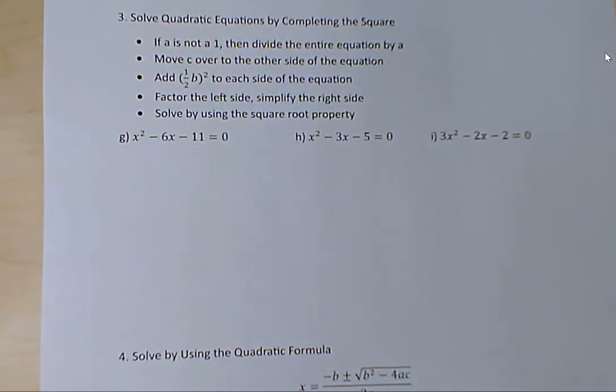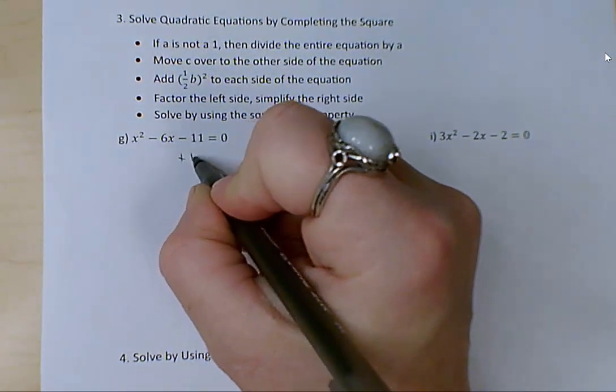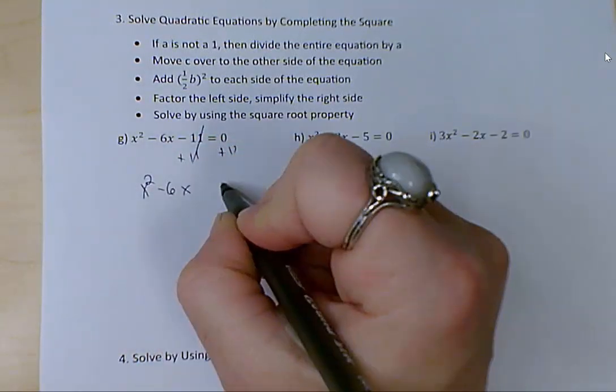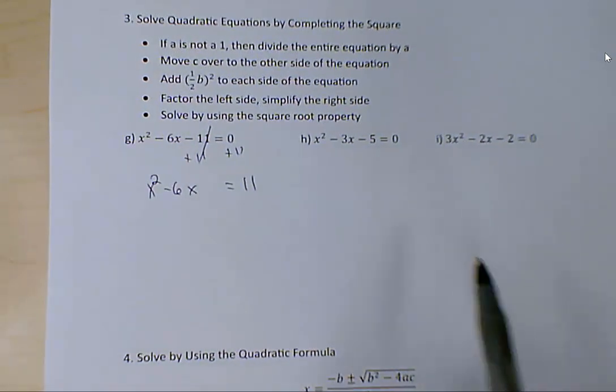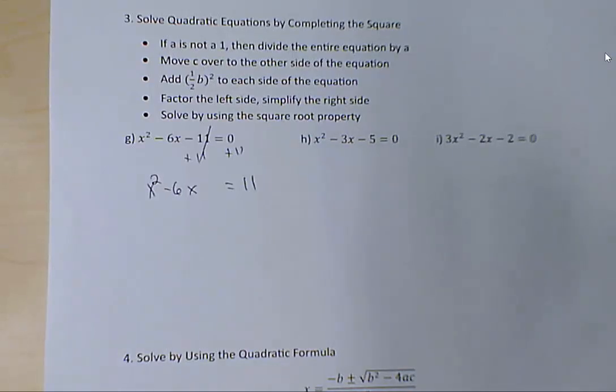Otherwise, when completing the square, the first thing we want to do is move our constant over to the other side. So we're going to take this 11 and add it to the other side. So our equation looks like this. We want to leave a blank right over here. Step 3 says to add 1/2 times b squared to each side of the equation.